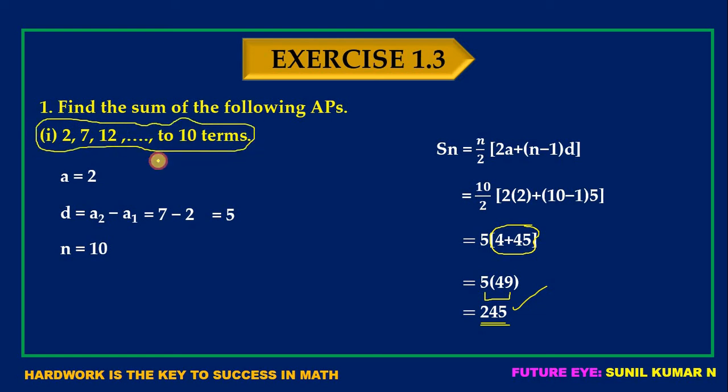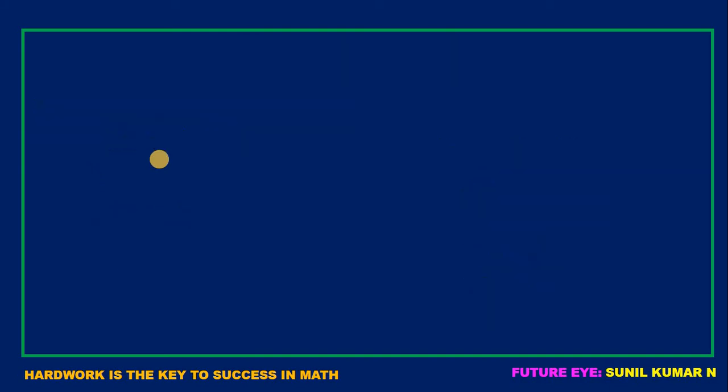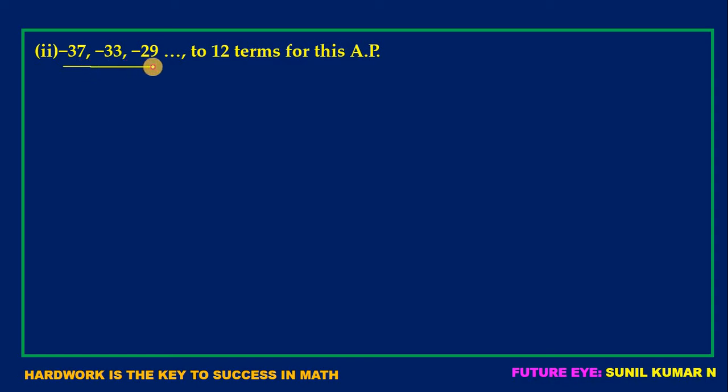So this is the way of finding the sum, children. This kind of problem will definitely be there in the examination, hence practice very well. Next let us move on to another problem, children. The second problem: minus 37, minus 33, minus 29 and so on, up to 12 terms of this AP. Now already we have solved one problem, so try this problem yourself, children.